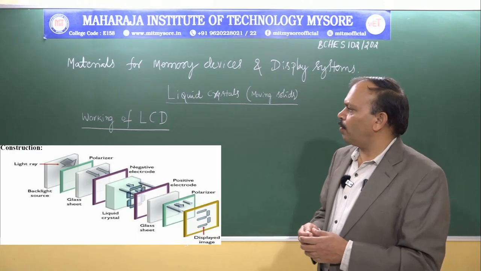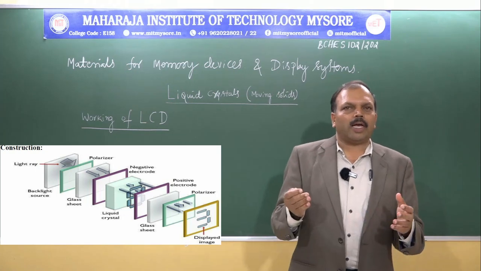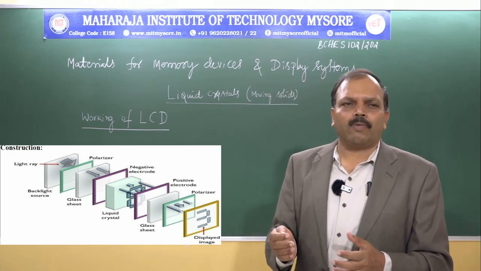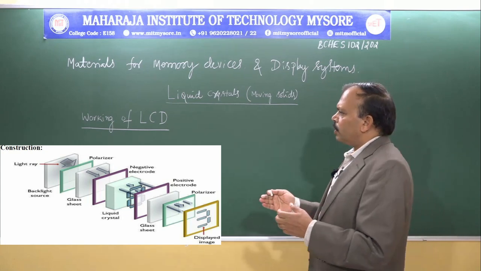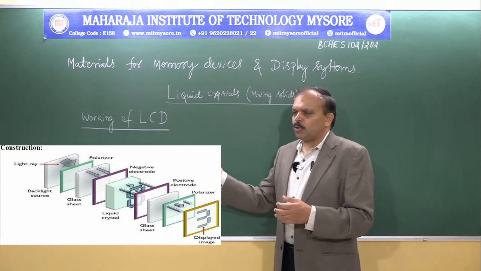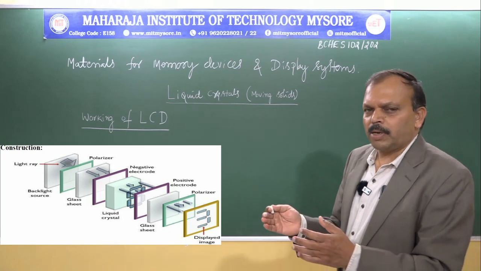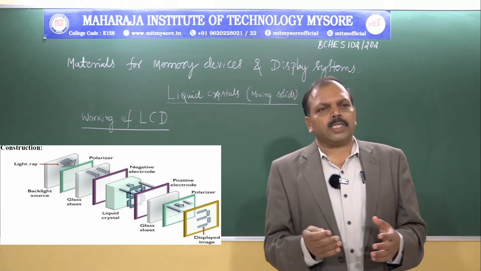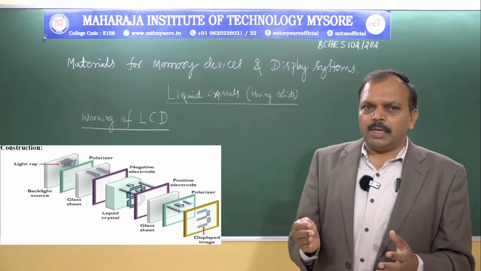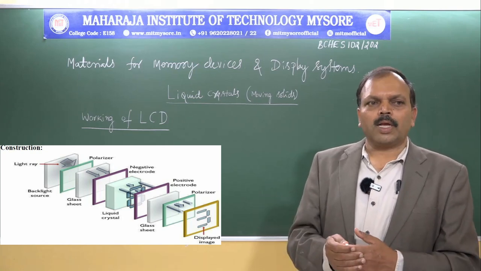Coming to the working of the LCD, that is liquid crystal display, as we are aware, liquid crystals play a very important role in display systems, and the arrangement of the working of LCDs is shown here. A layer of liquid crystal material is sandwiched between two glass substrates. The glass substrates are transparent and thin, and are coated with a layer of transparent electrodes.